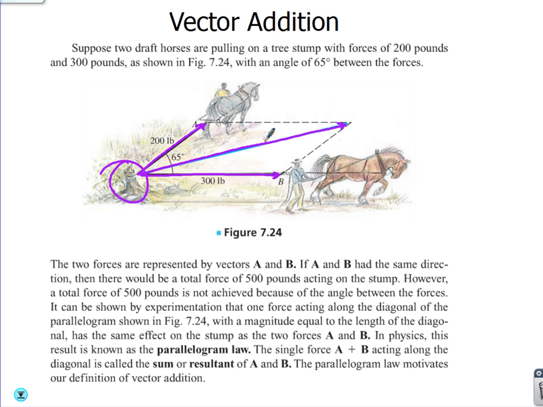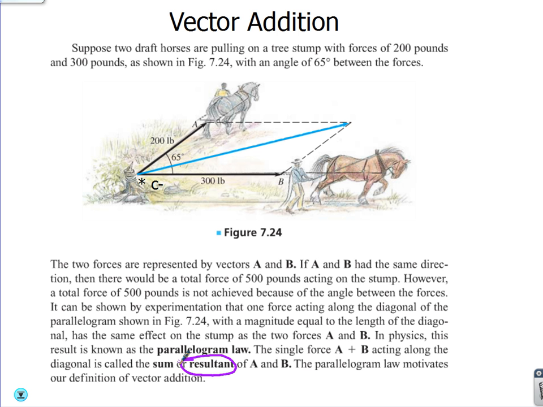It can be shown by experimentation that one force acting along the diagonal of a parallelogram, with a magnitude equal to the length of the diagonal, has the same effect on the stump as the two forces. In physics, this is known as the parallelogram law. We know about parallelograms from geometry. We're going to talk a little bit more about it. The single force A plus B acting along the diagonal is called the sum or the resultant force. I'm going to say that word a whole lot. The resultant. The parallelogram law motivates our definition of vector addition.